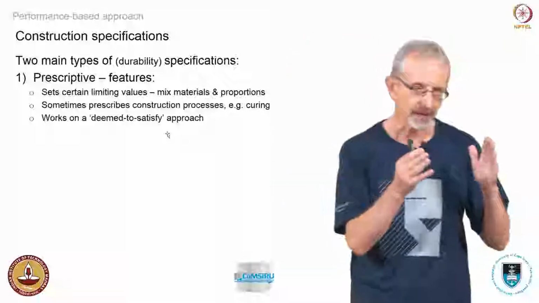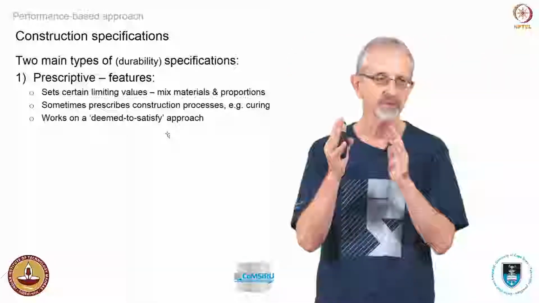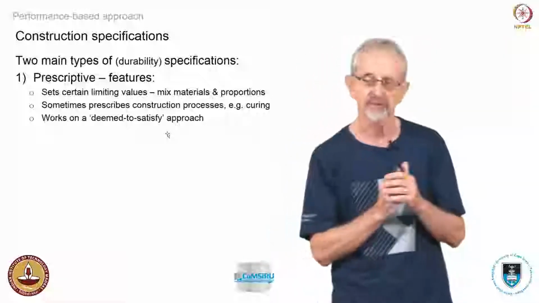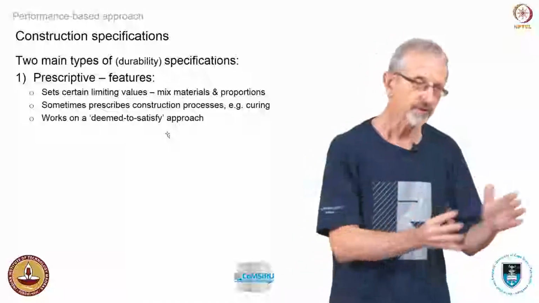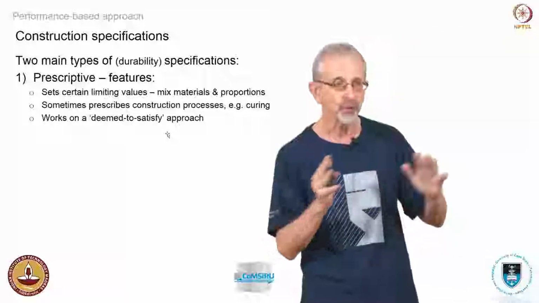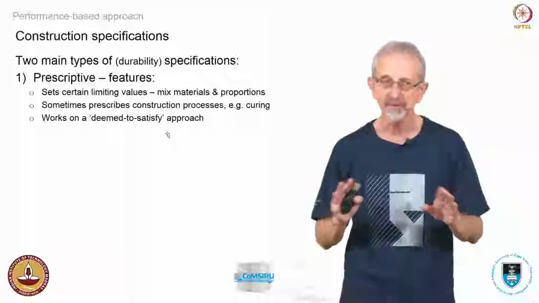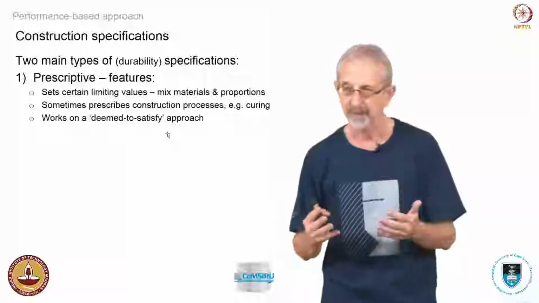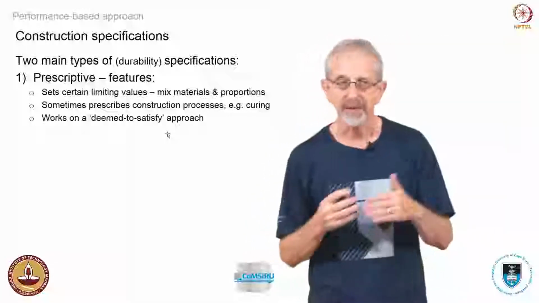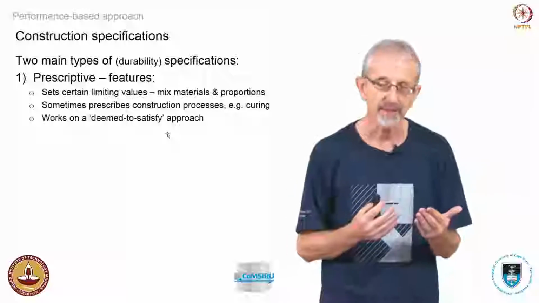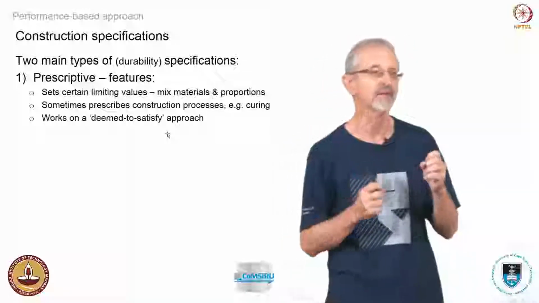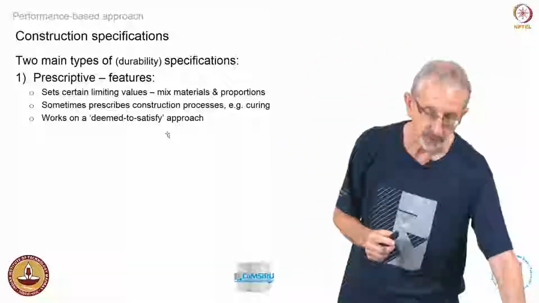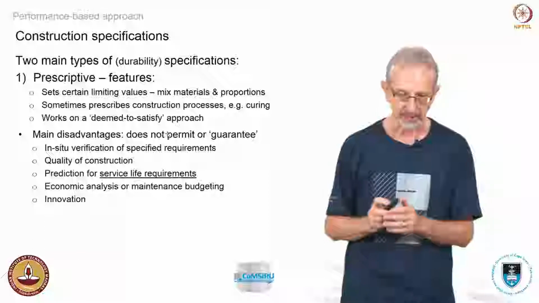So the specification says this water binder ratio, this minimum cement content, this minimum strength, or whatever, cure it this way, finish it off that way, and if you do all that, then the structure is deemed to satisfy the durability provisions. Of course, what does that mean? It means very little, because many of these things we cannot even check on site, and to have it deemed to satisfy a durability criterion when we've actually measured very little is really what we call pie in the sky. It doesn't actually work.